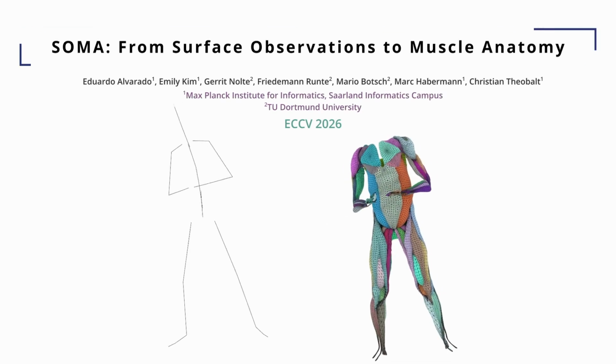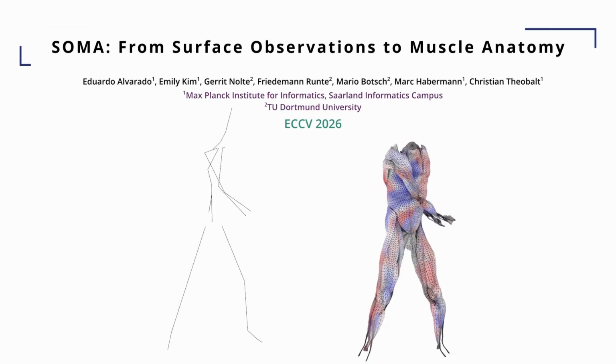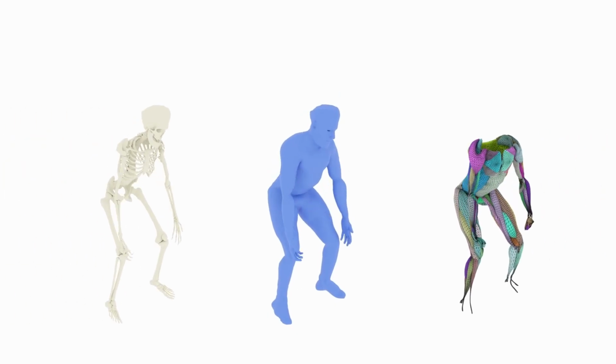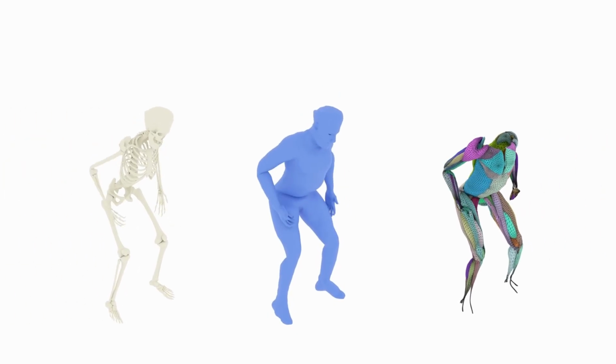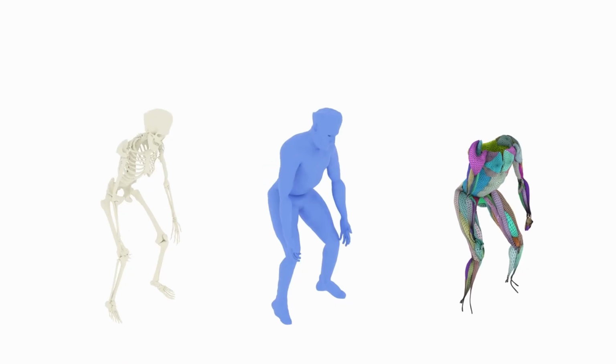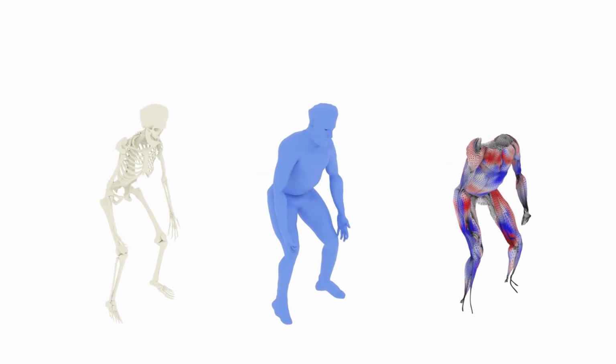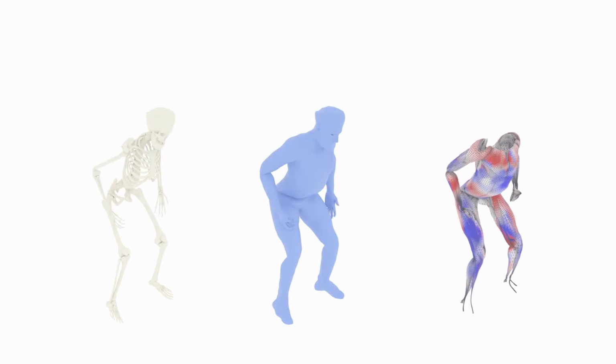In this video, we present SOMA, from surface observations to muscle anatomy. State-of-the-art virtual human models capture the skin, but they remain hollow inside. To truly virtualize ourselves, we need the whole picture: bones and muscles. Real human motion involves muscle bulging, skin sliding, and volume compression, dynamic effects that standard skinning simply cannot reproduce.